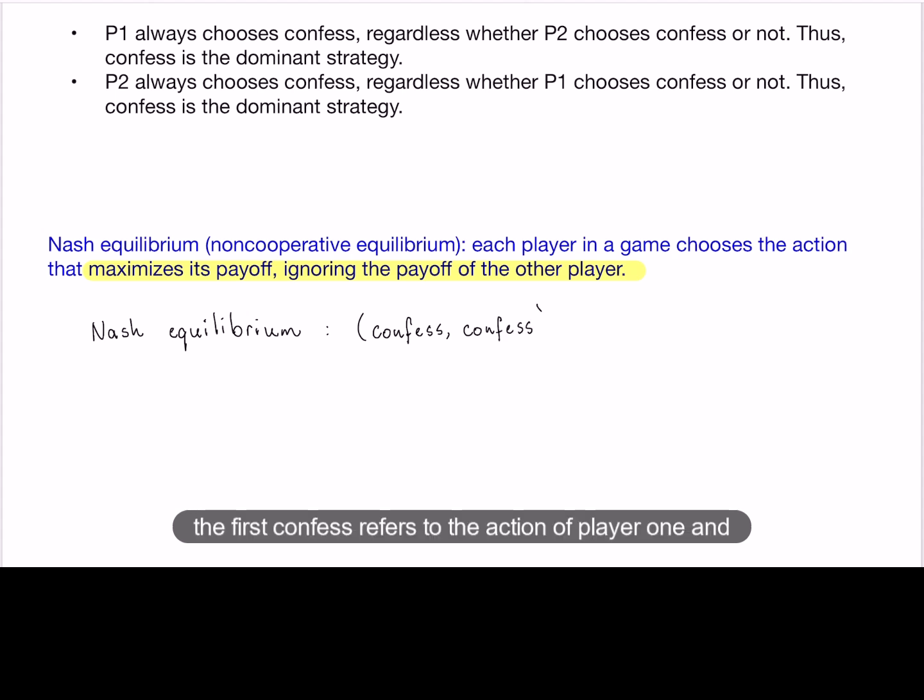Again, the first confess refers to the action of player 1, and the second confess refers to the action of player 2. Now the Nash equilibrium, from here on I will use NE. The payoff is -15 and -15.